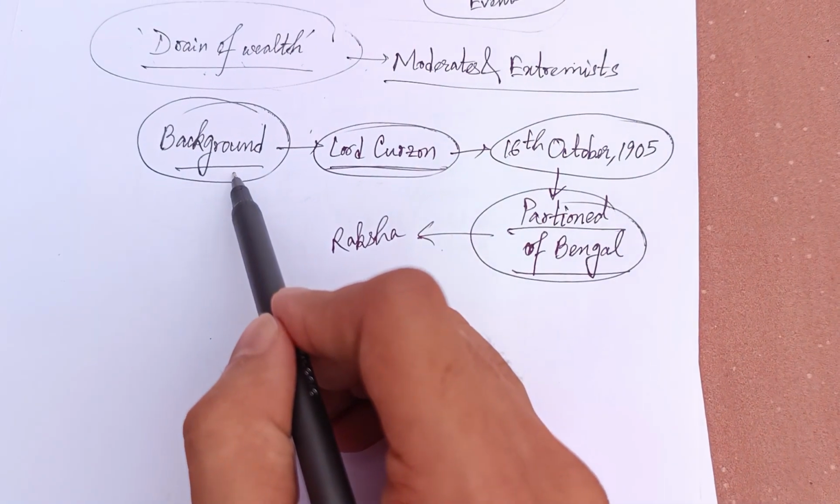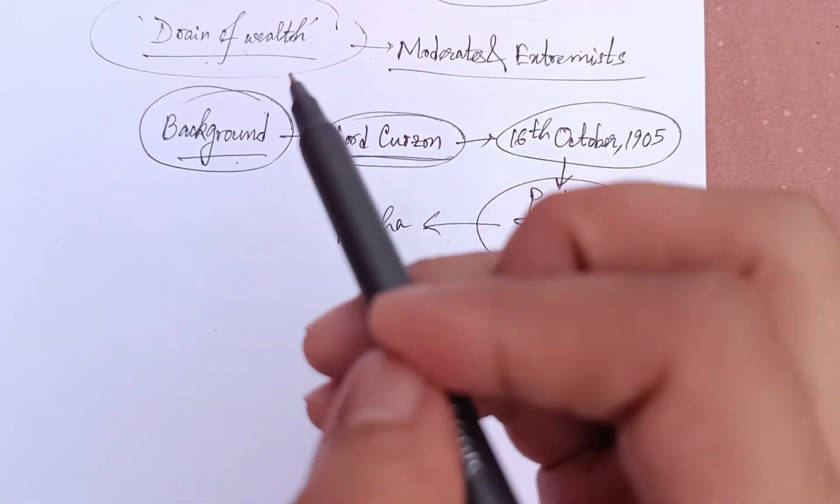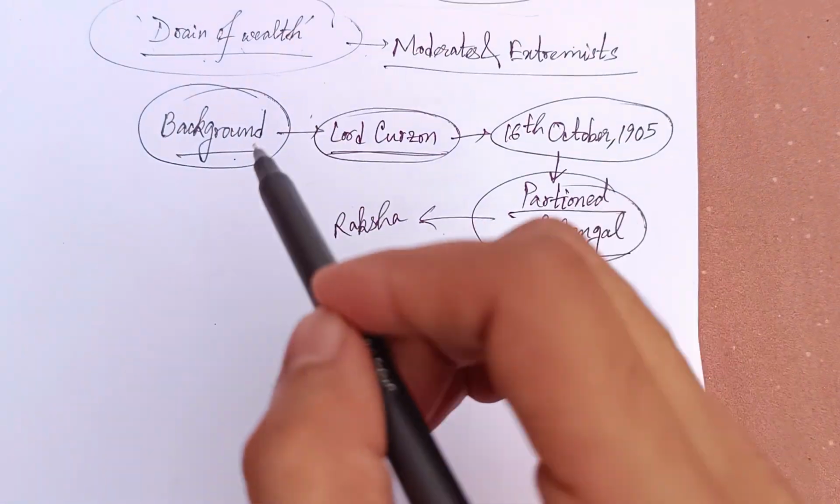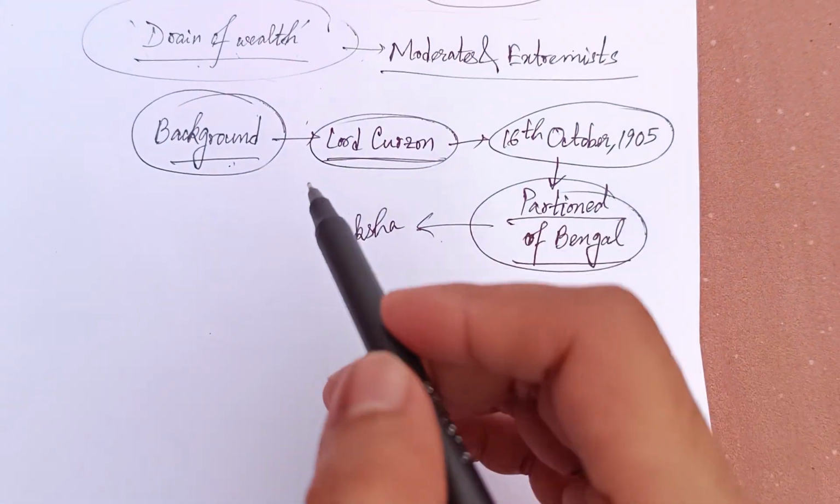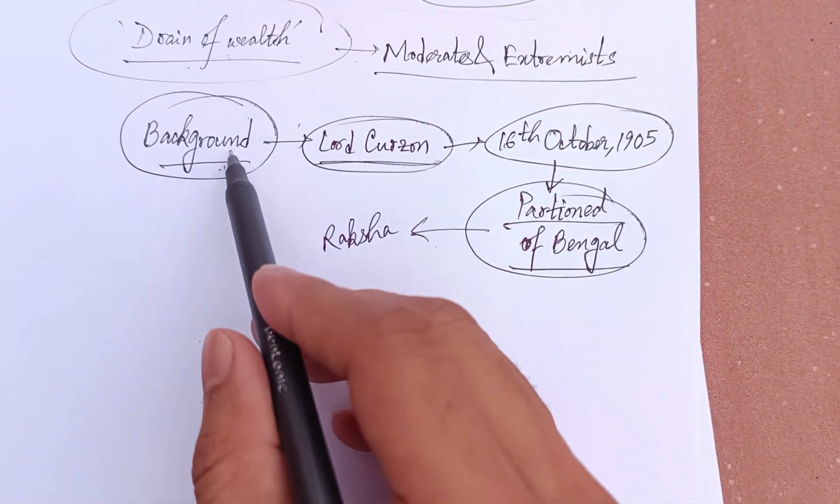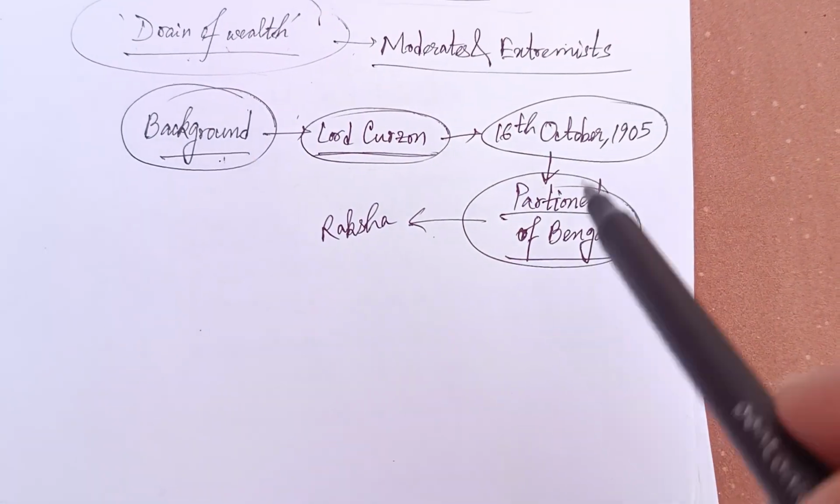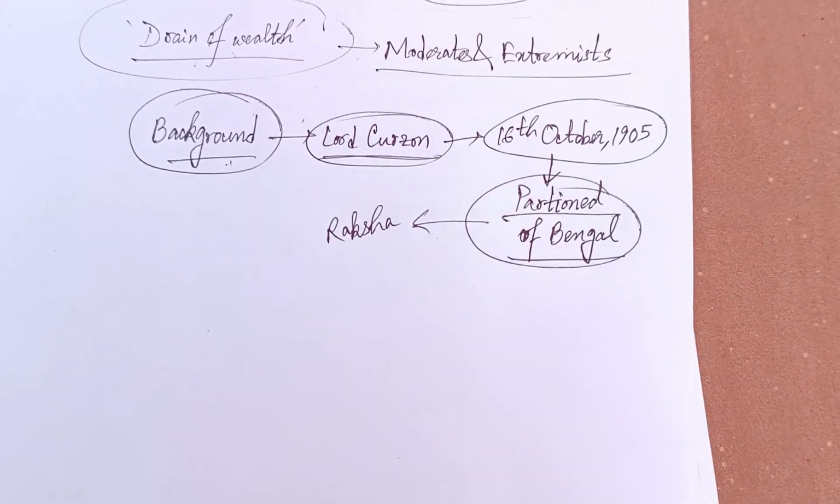Now the background: what event set the wheel in motion for this Swadeshi movement? That was the main context, which was created by Lord Curzon. In this way you have to write the keywords and the main points. That will be the proper way of note making for history and analytical study.